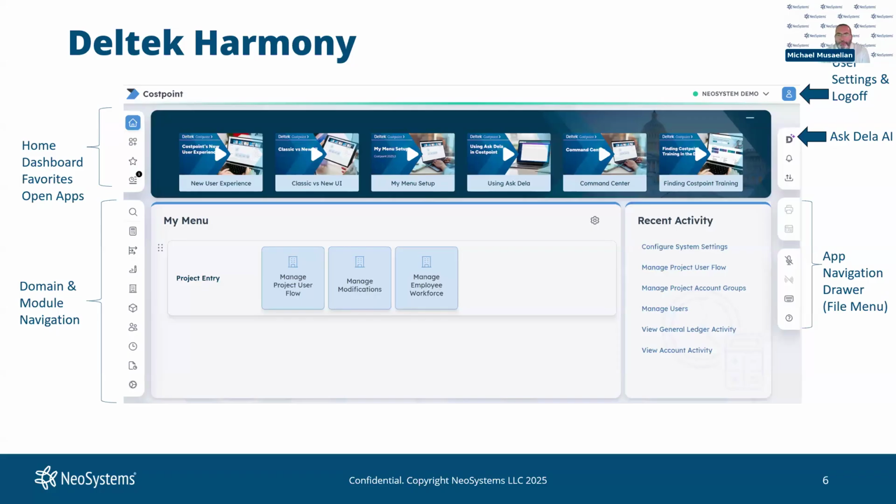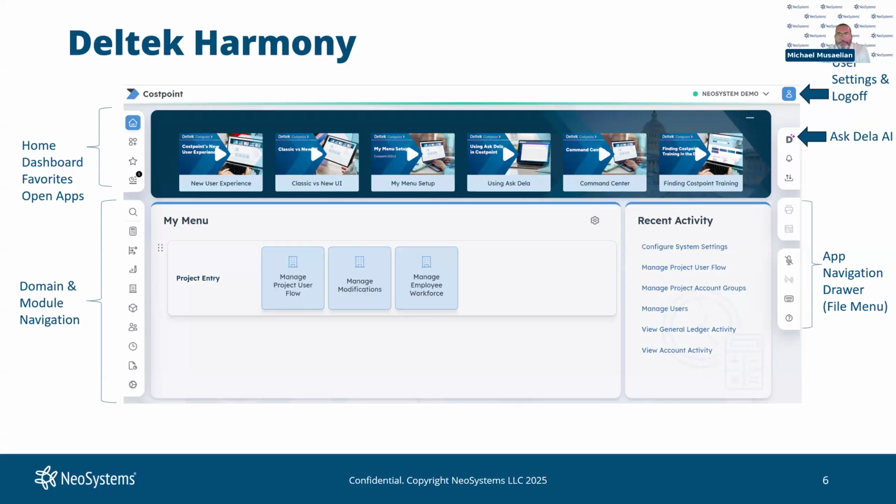It looks very familiar to the old setup, but as you can tell, the menu bars here have definitely changed from the previous version. Instead of having the text layout, you're going to have icons in these menu bars. Just like before, on the left-hand side of the screen, you have your home, your dashboard, favorites, open apps, and then you go down into the search window and the domain and module navigation bars. We'll deep dive on each of these menus in a few seconds, but I just want to give you the overview of the landing page.